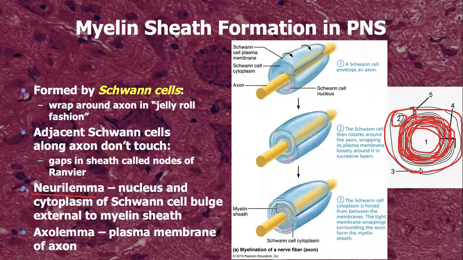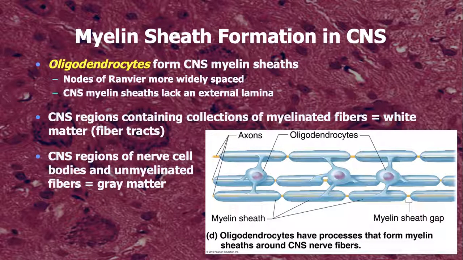Now, in your objectives, it says you need to know what the neurolemma is, but it's nowhere in the slides. So I added it. There it is, that bullet. Neurolemma is the nucleus and cytoplasm from the Schwann cell that bulges external to the myelin sheath. So it's that last layer. Now, you might also see the word axolemma. Axolemma is just the plasma membrane of the axon. Okay, so it's the outside of the yellow piece. Okay? There are little spaces between the Schwann cells called nodes of Ranvier. They don't touch.